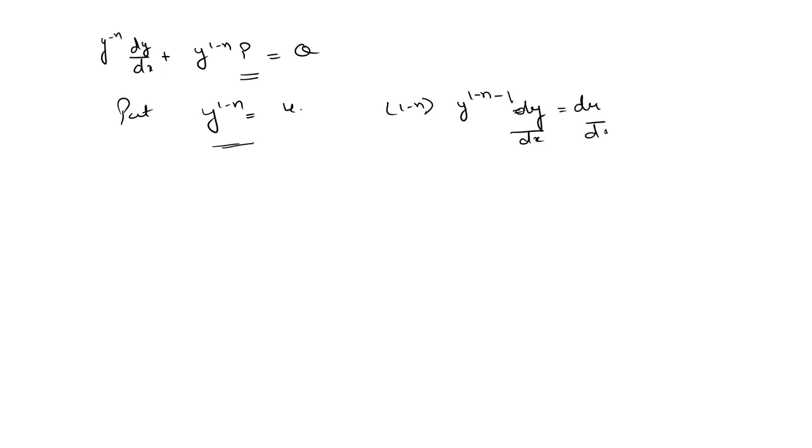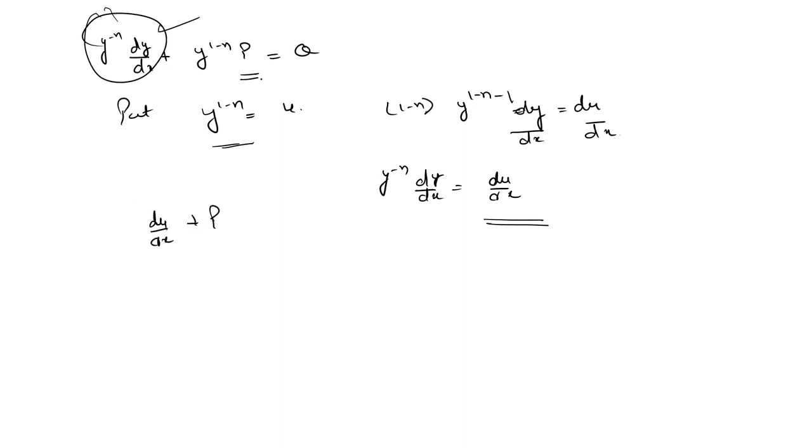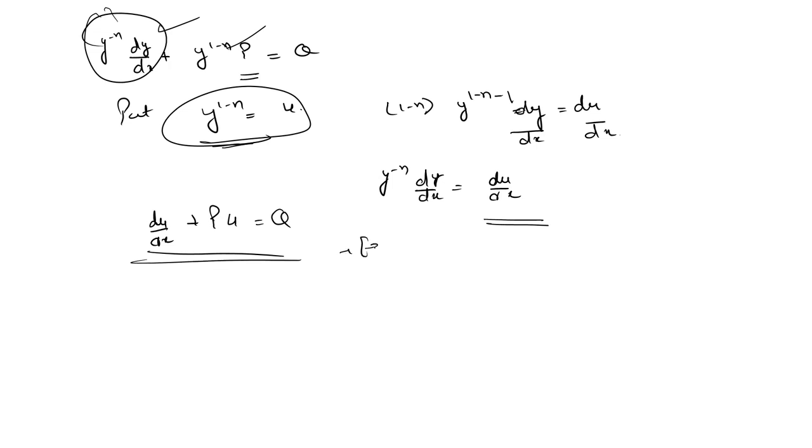Taking the derivative with respect to x on both sides, here we will get y^(-n) dy by dx equals du by dx divided by (1-n). So we can see the value of this term is du by dx. Now it is du by dx plus p, and the value of y^(1-n) is converted to u. Now this equation is our linear differential equation.